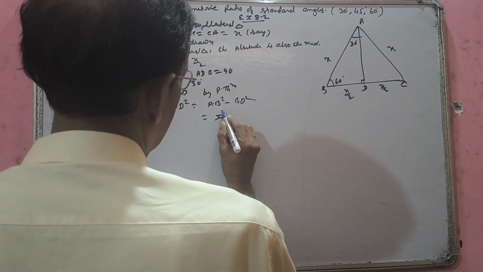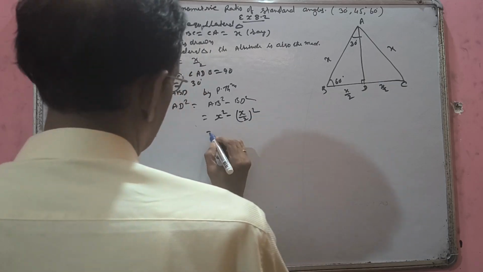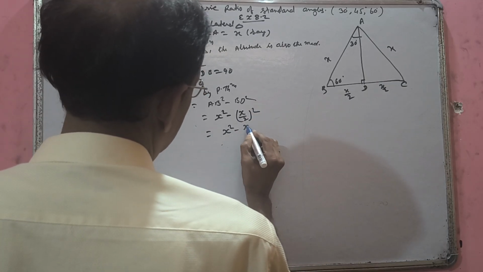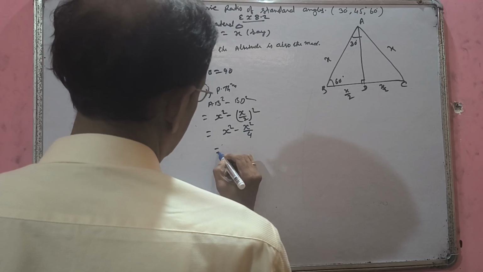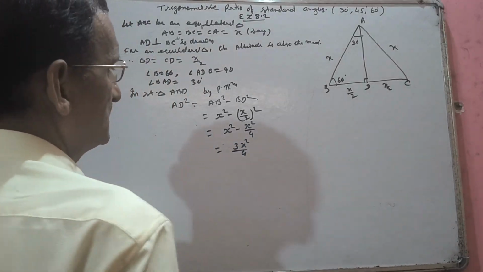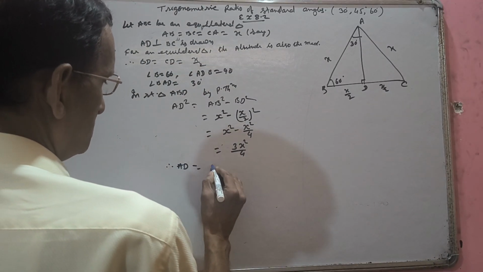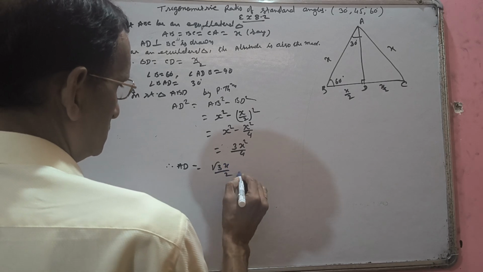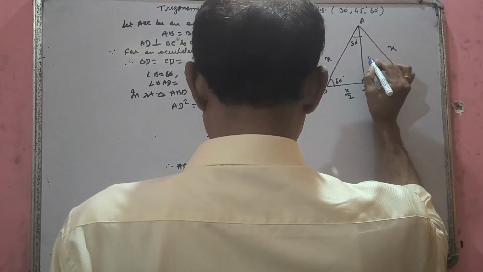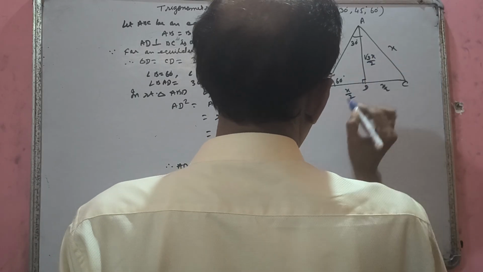What is AB? X square. What is BD? X by 2 whole square. So what we will get? X square minus X square by 4. So how much we will get? 3X square by 4. This is AD square equal to. So we need to find AD, it will be root 3X by 2. So now we have AD equal to root 3X by 2.